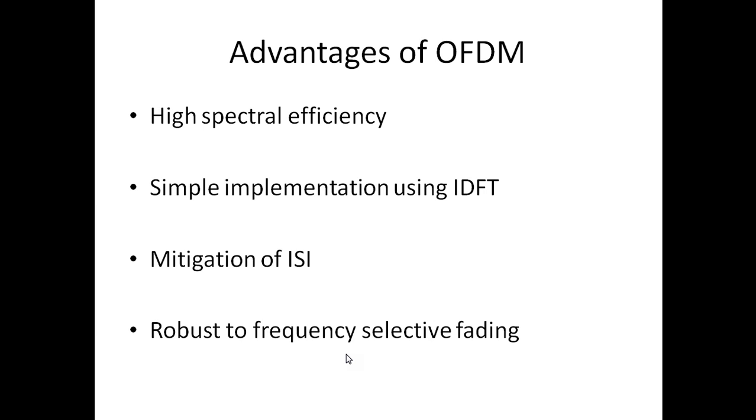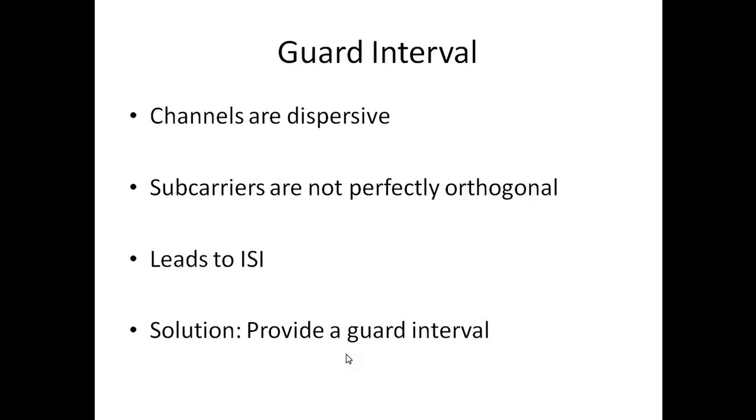Now, because the subcarriers are orthogonal to each other, we can observe that OFDM will give a robustness to frequency selective fading, because if over one subcarrier the SNR of the channel is less, we can send fewer bits over that subcarrier and more bits over the subcarrier where the SNR of the channel is high, hence balancing out the effects of fading and bringing about a robustness.